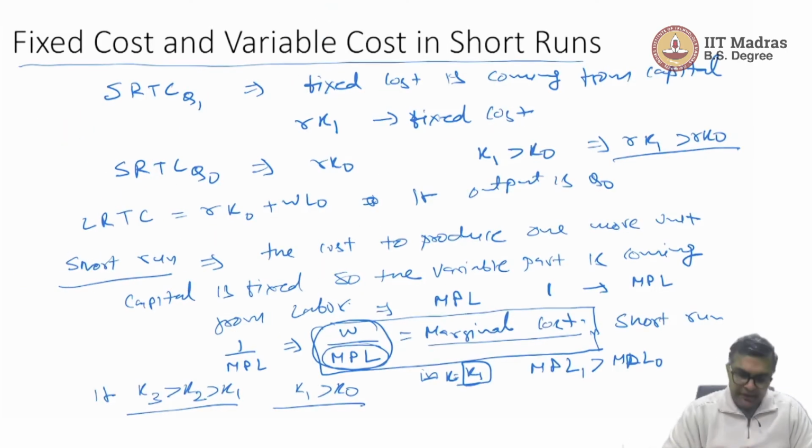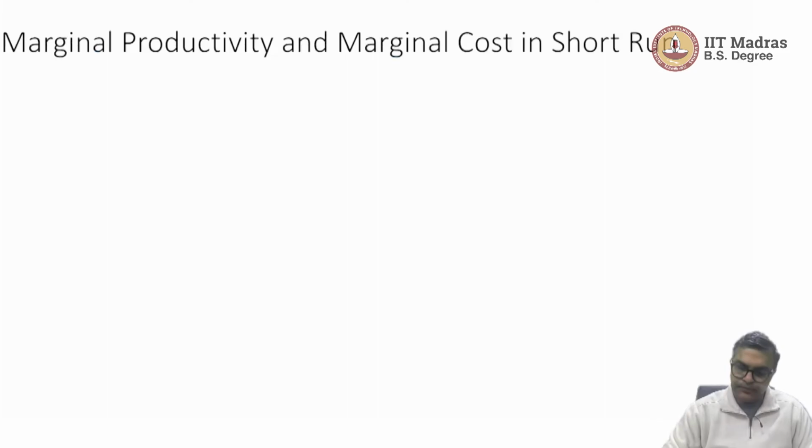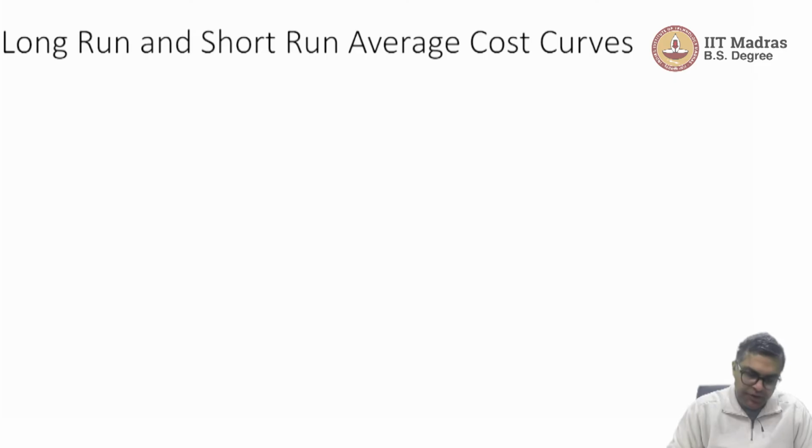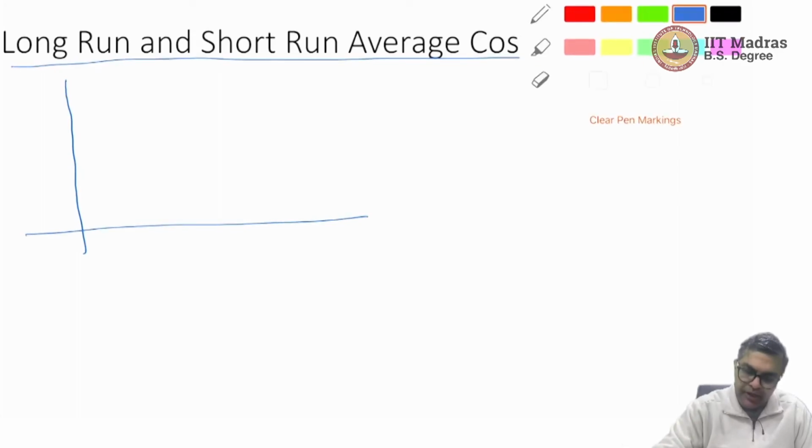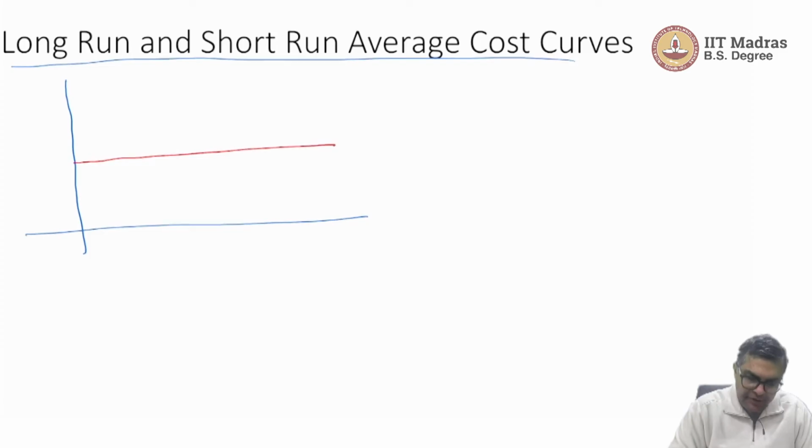So, now we have clarity about total cost in the short run as well as in the long run. Let us look at the average cost as well as marginal cost in the short run as well as in the long run. This we have already done, marginal productivity and marginal cost we have already figured out. So, let us look at average cost. If we have constant returns to scale, then the long run average cost curve will look like simply a straight line that we have figured out.